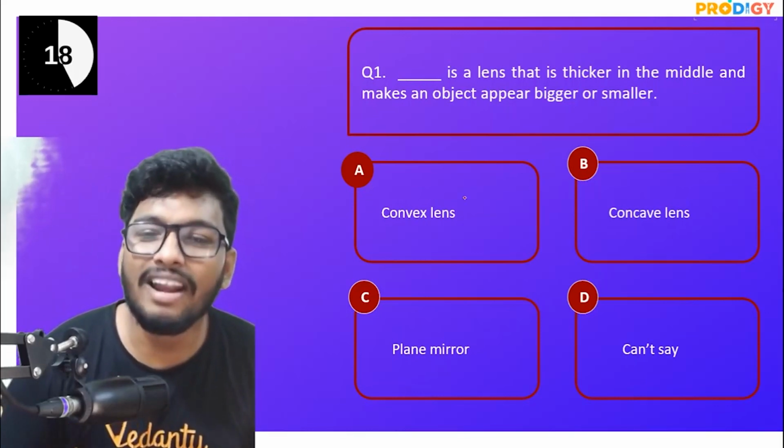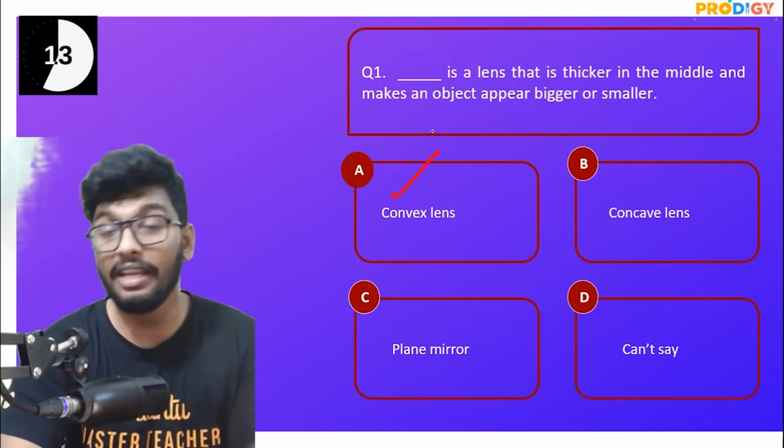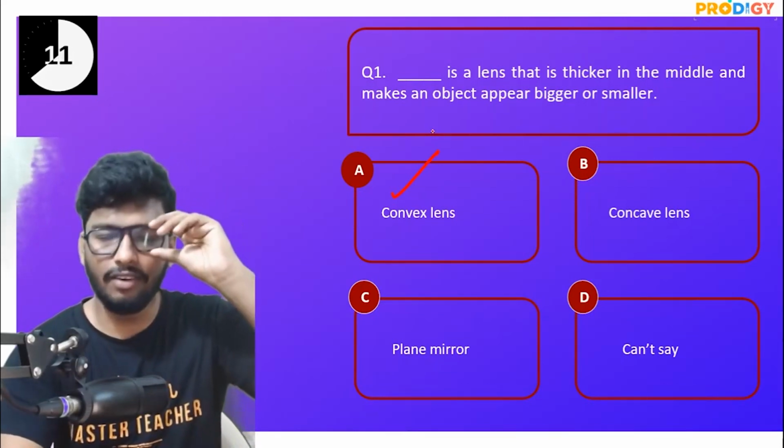It is a convex lens, guys. A convex lens is the one which is thick in the middle and thin at the edges, and it's called a converging lens for a reason.